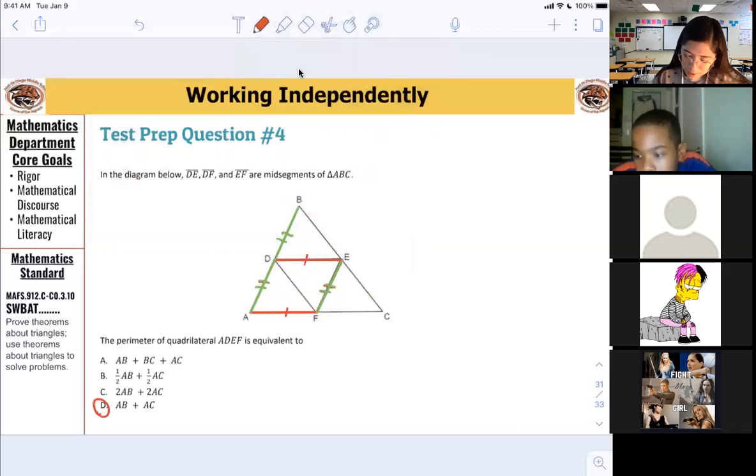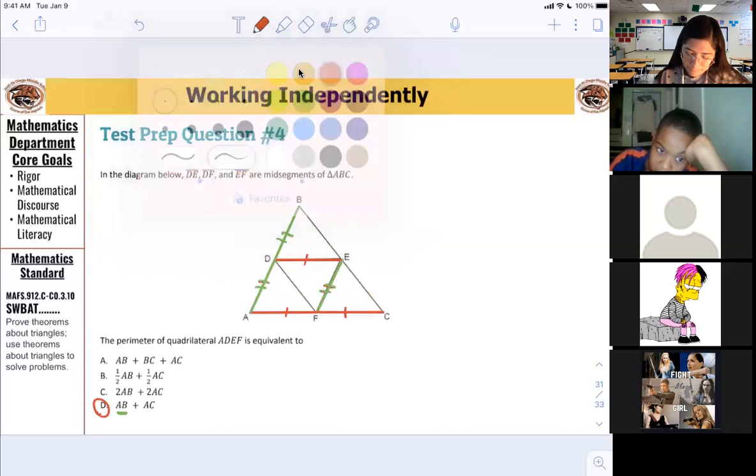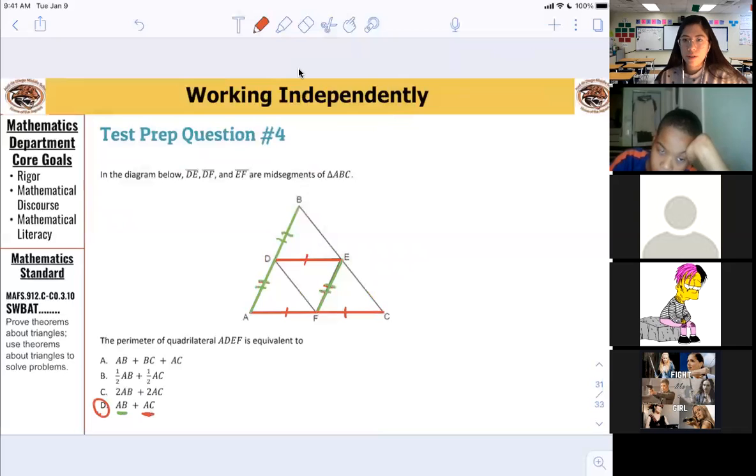And then the other half of it is that AF is congruent to FC. So altogether, when you actually put it all together, you have AB and AC. And that's why answer choice D is correct. So this one was tricky. It definitely was tricky. But good job to those who got it correct.